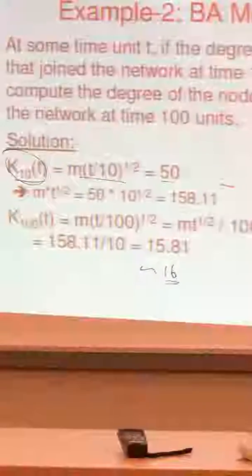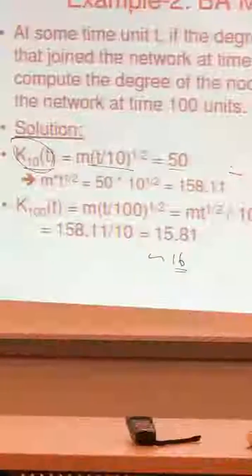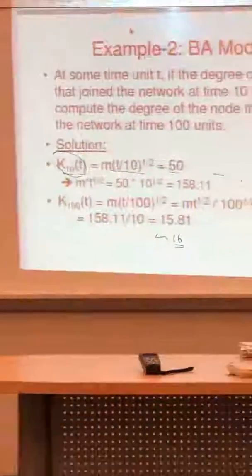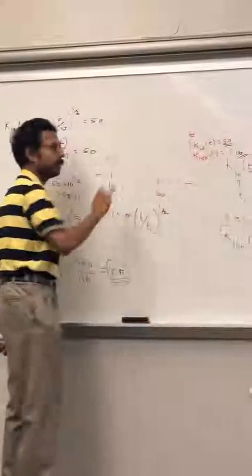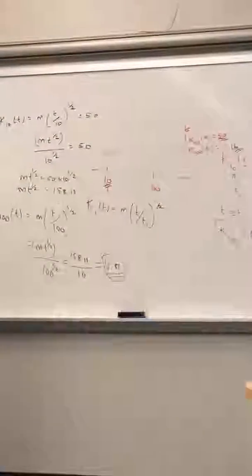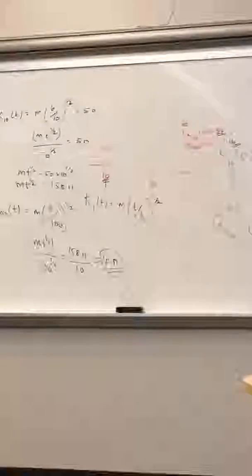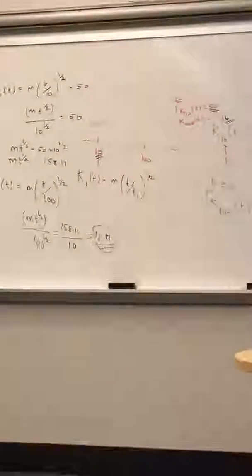Now you can see if the answer makes sense. This is according to the BA model, right? The node that joined earlier has a larger degree, and the node that joined later has a smaller degree. Okay, it makes sense. Any questions?